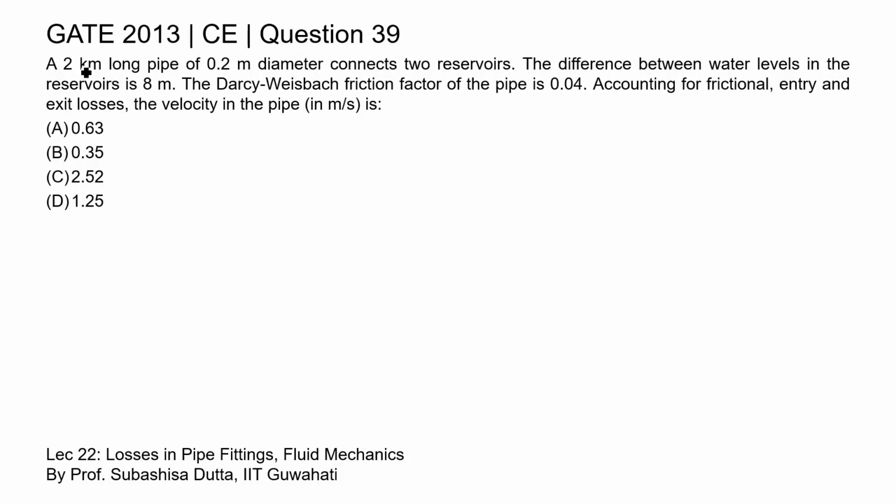So in this question, it is given that a 2 km long pipe of diameter 0.2 meter is connecting two reservoirs, and the difference between the water levels in these two reservoirs is 8 meter. The Darcy-Weisbach friction factor of the pipe is given as 0.04. Now, considering the losses due to frictional, entry and exit, we need to find the velocity of the flow in the pipe. So this question is from the topic of pipe flow.